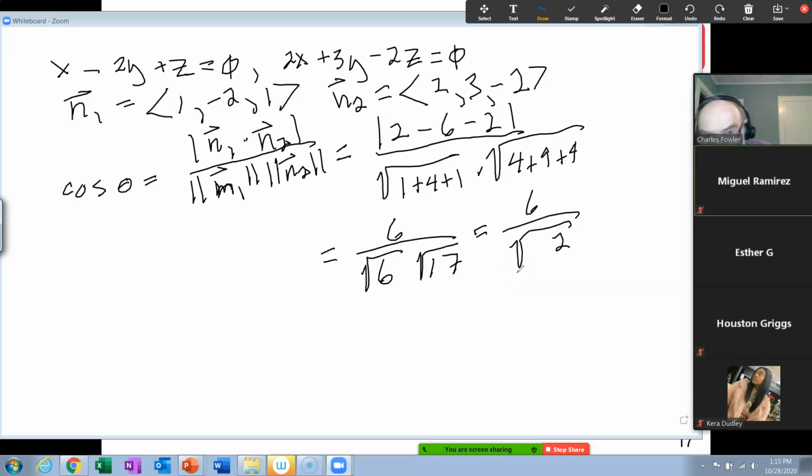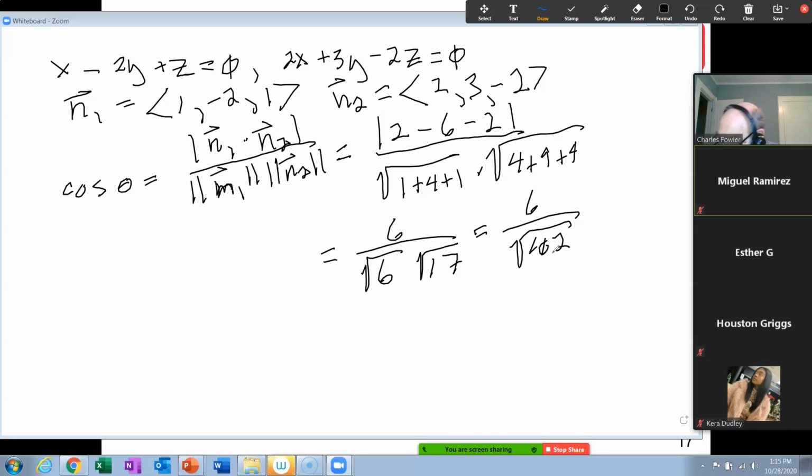It's 42, 102, I believe it is. I'm doing it in my head fairly quickly. Now let's see if that's what they got. Like I said, I'm doing it fairly quickly. Yeah, 6 over the square root of 102.